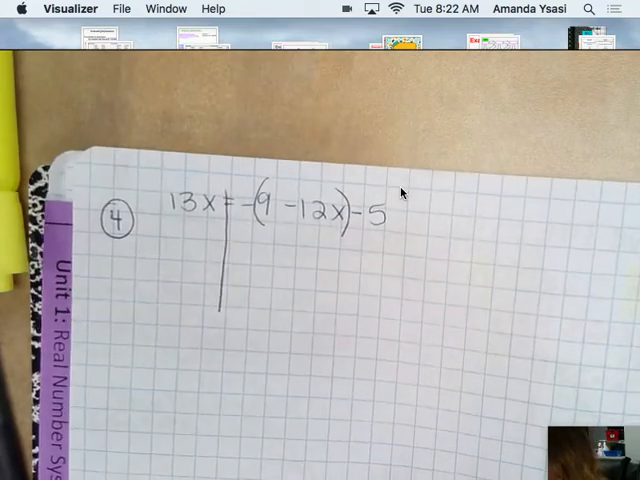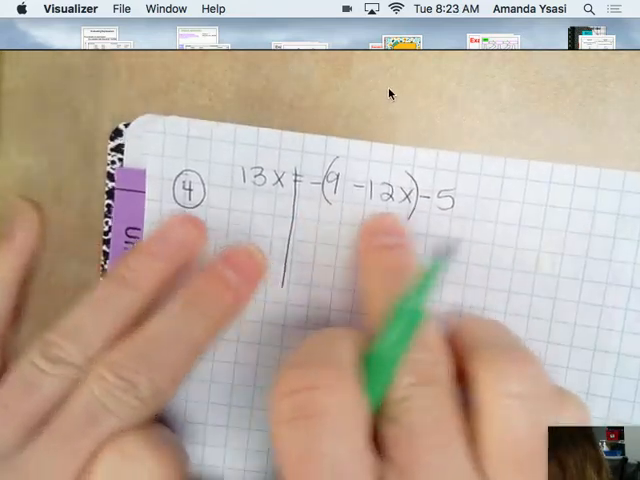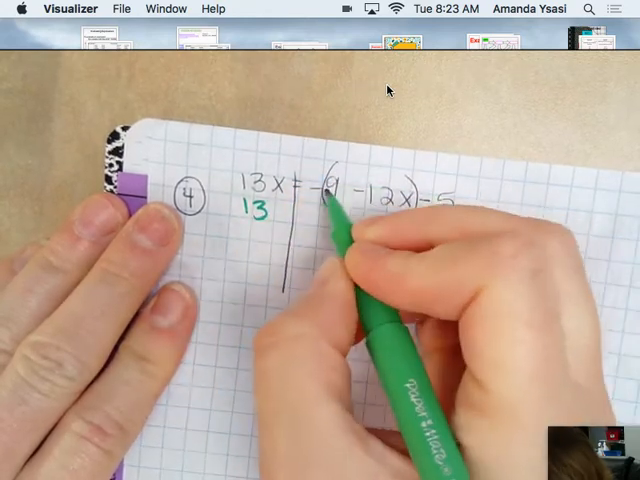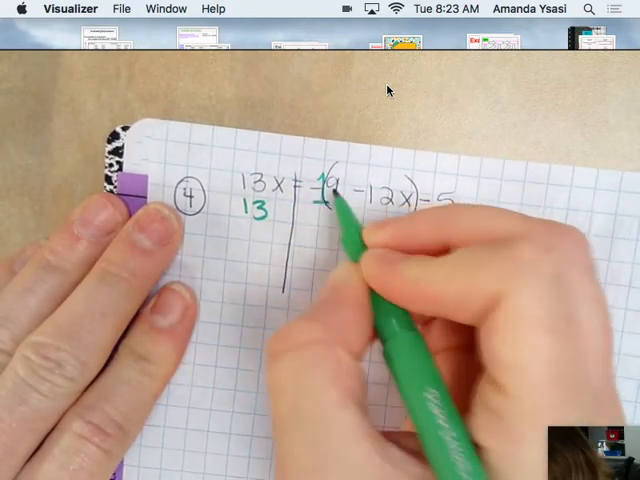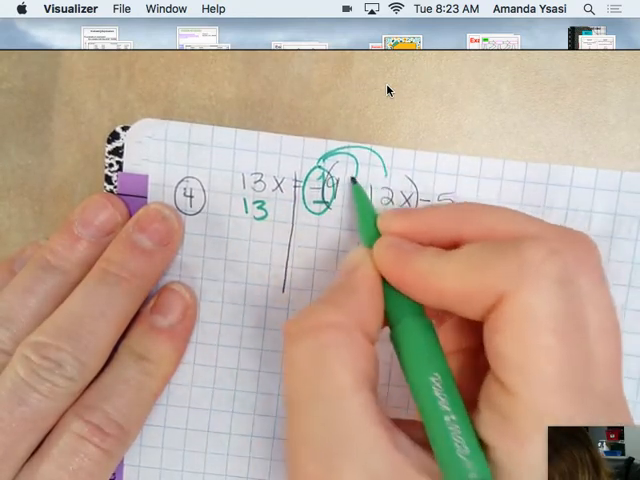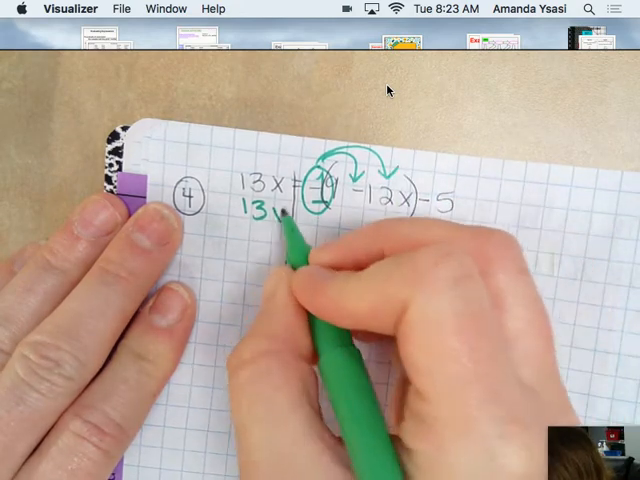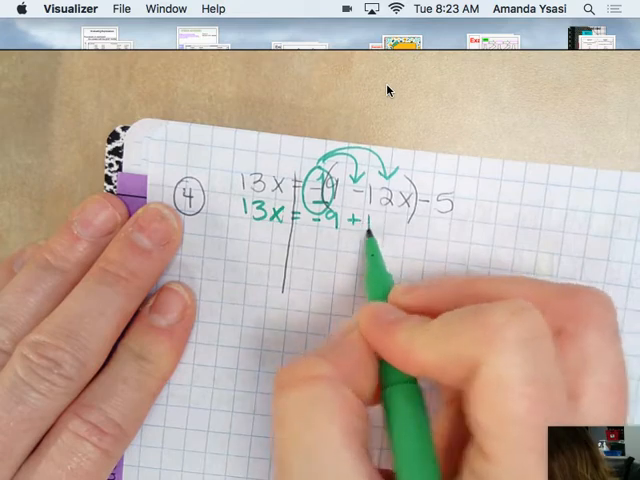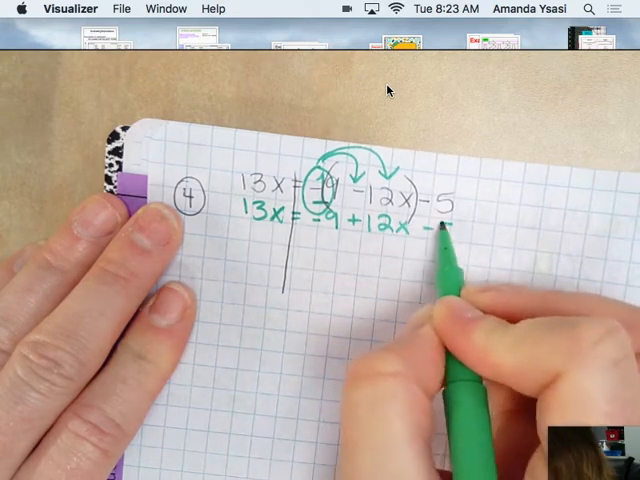Okay, so the first thing would be do anything inside the parentheses. There's nothing to do. So there is this negative out here, so that means it's a -1 that we need to distribute. So it's negative x. Negative times a negative makes it a positive 12x, and then minus 5.